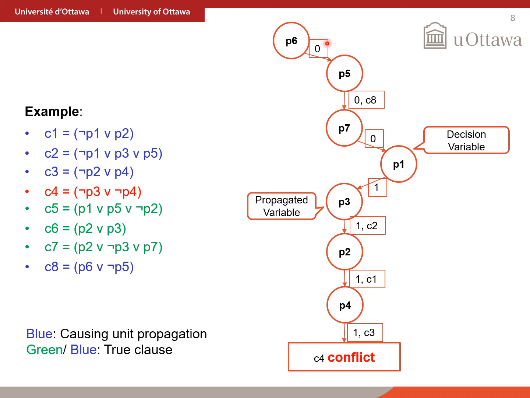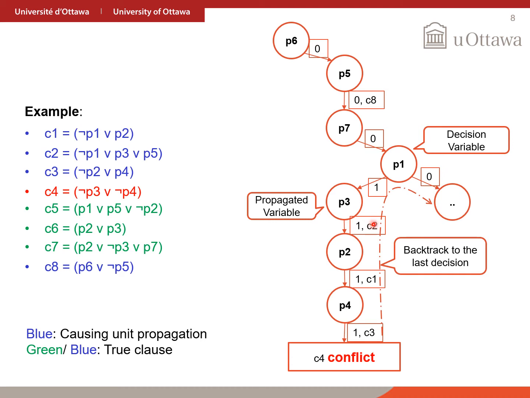Here we can see the variables P6, P7 and P1 are decision variables, because for them we have assigned the values, and for the rest of the variables, unit propagation decided what value they should contain. So in case of a conflict, DPLL backtracks to the last decision variable and flips the assignment. So here for this example, P1 will be assigned false, and it will move forward until we find a satisfactory or unsatisfactory answer.